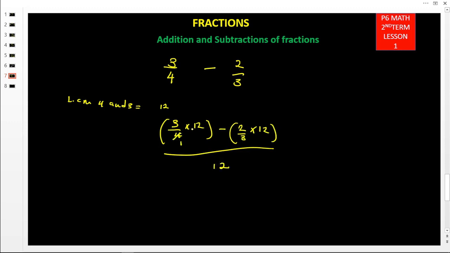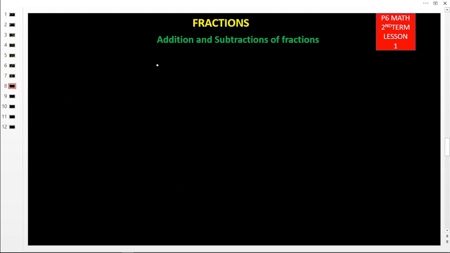Then it is 3 out of 4 times our LCM, then minus 2 out of 3 times our LCM, all over what we call the LCM, which is 12. Then 4 into 12 is 3, 3 times 3 is giving us 9, minus 3 into 12 is 4, 4 times 2 is 8 out of 12. So when we subtract 9 minus 8, we get 1 out of 12 as our final answer. Okay, now let us look at the subtraction of fractions.